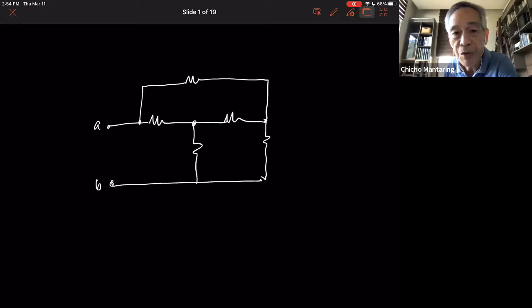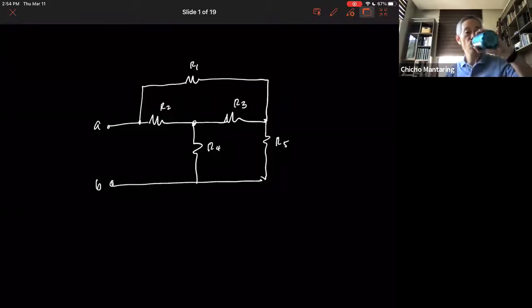Can you find any two resistors that are in series? Let's say this is R1, R2, R3, R4, R5. Can you identify two resistors in series? Anyone? Meron ba naka-series? Wala, no? Tama. Wala, no? There are no two resistors in series. In the same way, there are no two resistors that are in parallel.